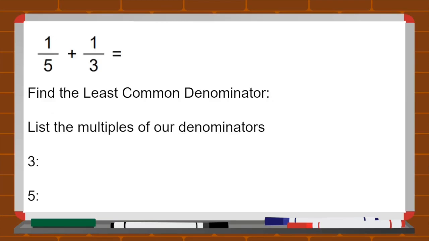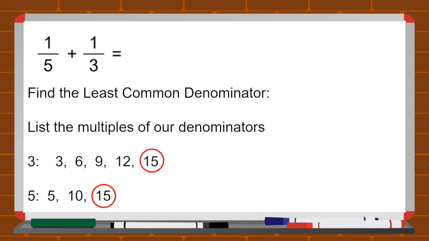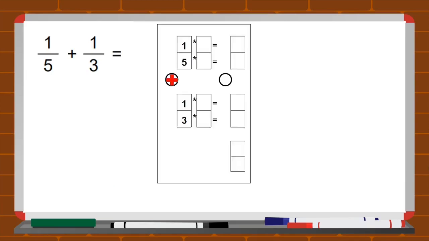Let's find our common denominator by finding our least common denominator. To do this, we're going to list the multiples of our denominators. The multiples of 3 are 3, 6, 9, 12, and 15. We could continue, but let's list the multiples of 5. 5, 10, 15. You can see that 15 is our least common multiple. There are others, but this is the least common. Now we can fill in our least common denominator.